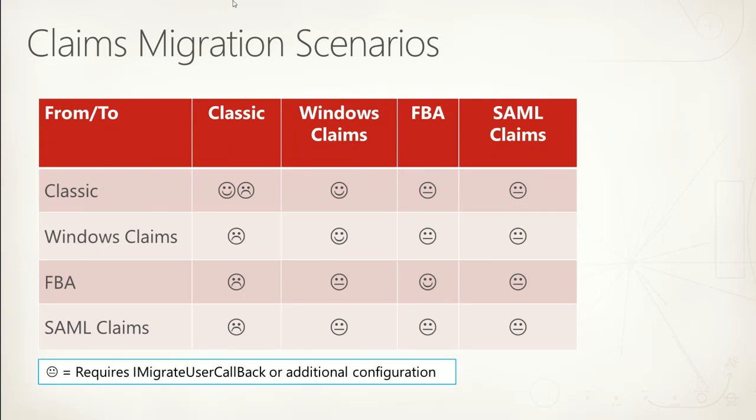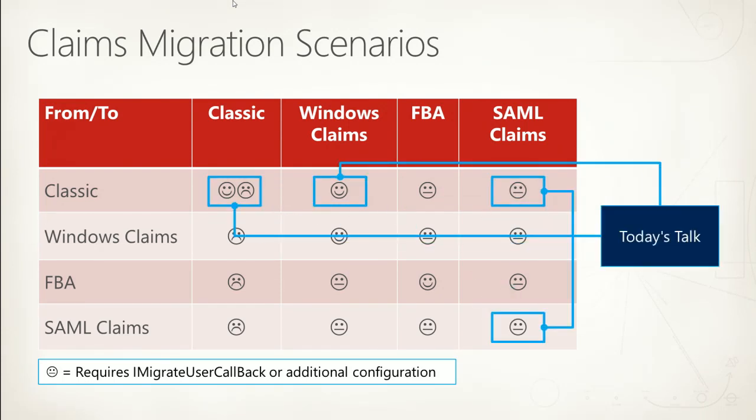We've tried to make the shift over to claims, and this is one of the releases where we're actually pushing that. The ones that we're going to focus on for this particular talk are those scenarios. We're going to walk you through a Classic to Classic scenario. What does that look like if you actually want to do that? What does it look like when you go from Classic to Windows claims, Classic to SAML claims, and also SAML to SAML?